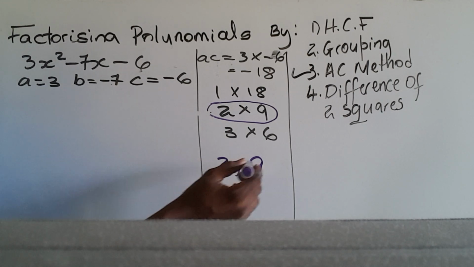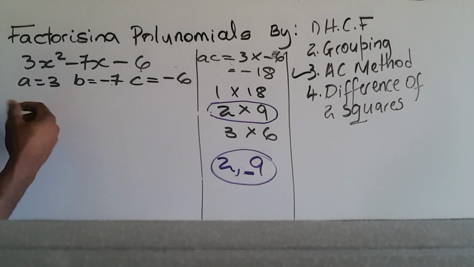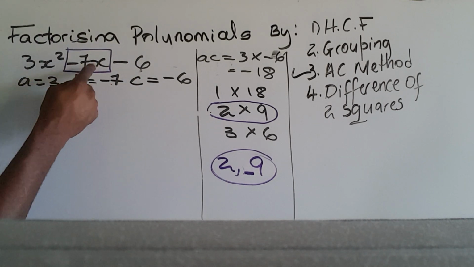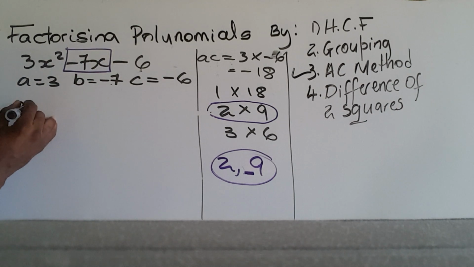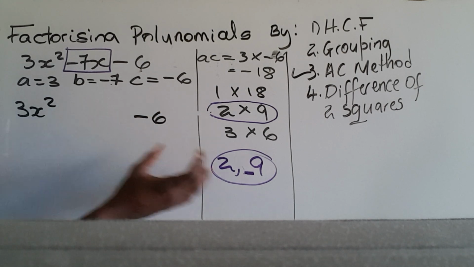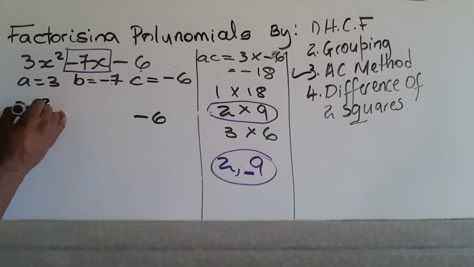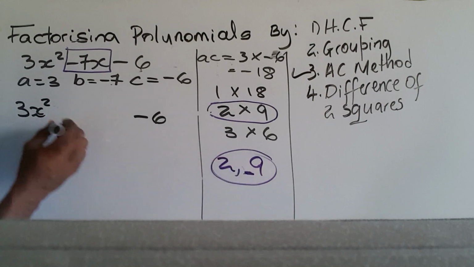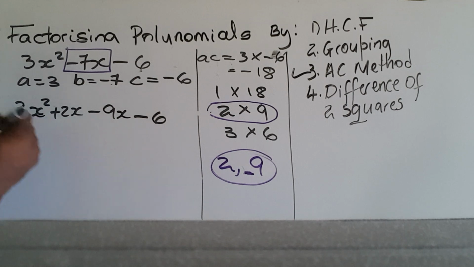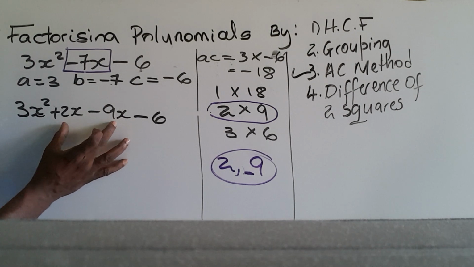So these two numbers, which are factor pairs of 18, are what we need to be our replacement for our negative 7x, which means we will be writing back our 3x squared. We'll be writing back our negative 6. These will replace the negative 7. Therefore, they will take on the variable x. So you could write any one of them first. Plus positive 2x minus 9x. So basically, what we have here is a substitution for negative 7 written in a unique way by finding the factor pairs.